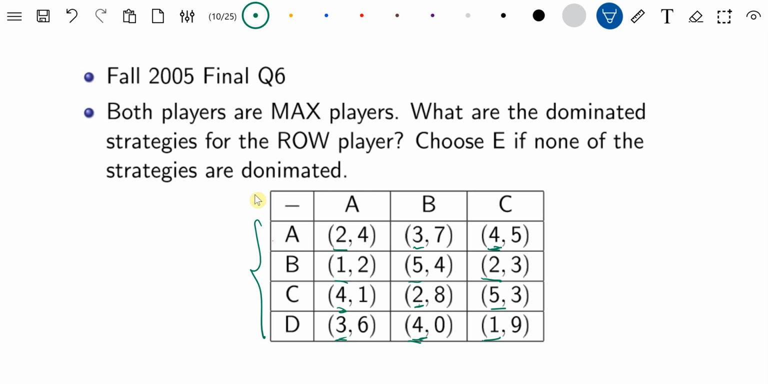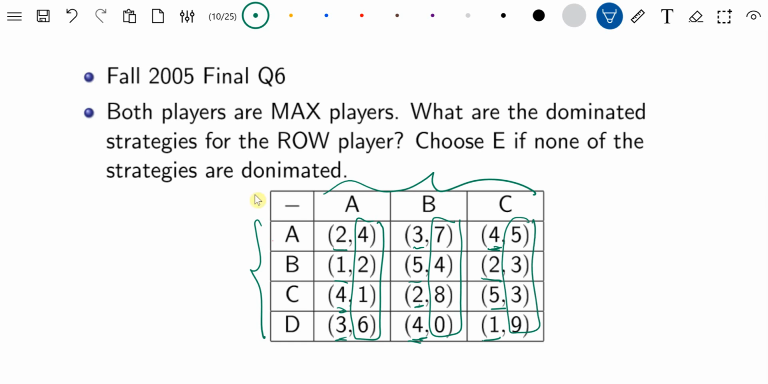So we need to do the same thing for B and C, B and D, and C and D. So if you compare all of them, you can see that none of them dominate each other. Then the next thing is to look at the column player. So I'm comparing, if I choose A, I'll get these four numbers. If I choose B, I'll get these four, and C, these four.